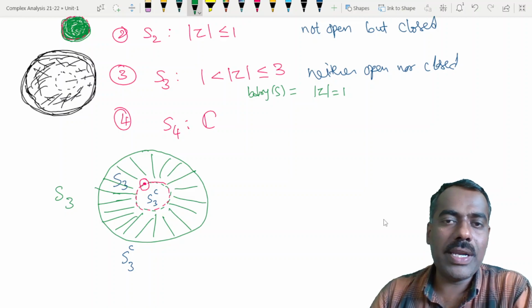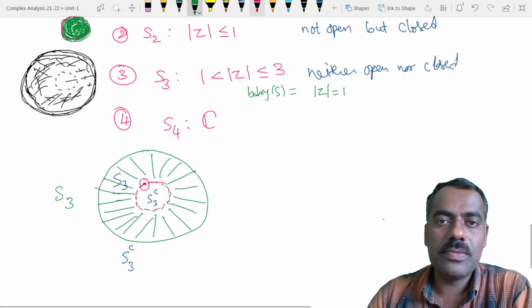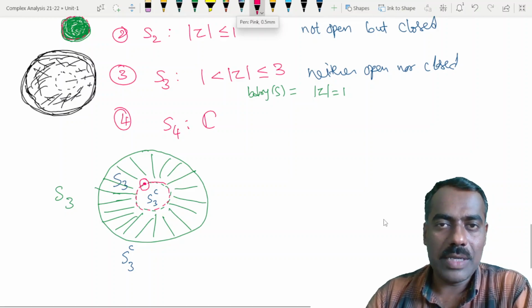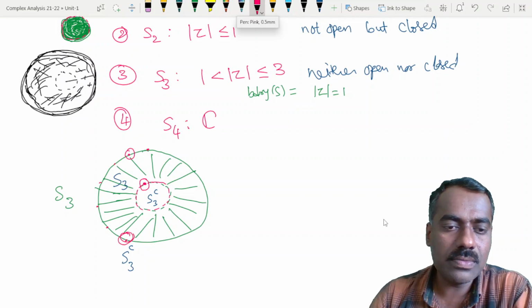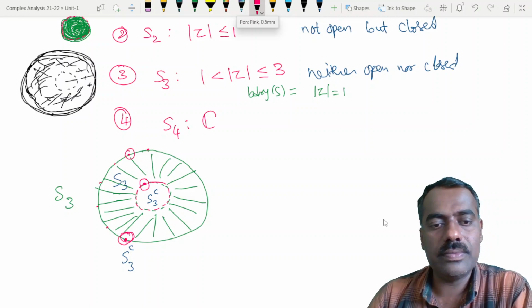Are there other points which are also boundary points? Mod z is equal to 3. If you take any point on this outer circle, then they are also boundary points, because if you take this one, it intersects S3 as well as it intersects S3 complement. Is that clear?